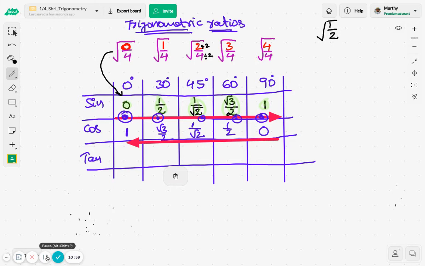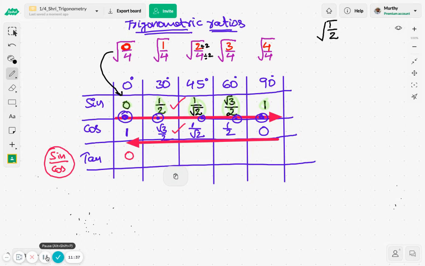As simple as that. And next, when it comes to tan values, we obtain the value of tan as sine divided by cos. Sine divided by cos gives you tan. So, let me divide. 0 is going to be my numerator, 1 is going to be my denominator. So 0 over 1 gives me 0. Therefore, tan 0 is 0. Next, 1 over 2 divided by root 3 over 2.